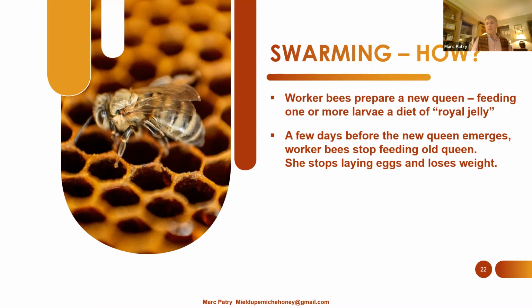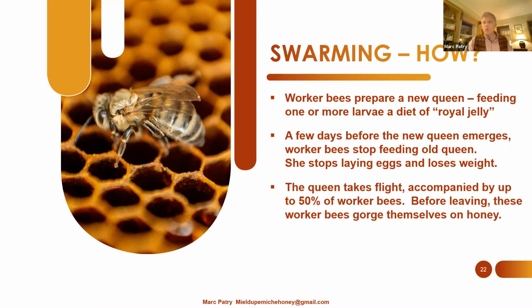So she's going to stop laying eggs, and she'll lose weight because the old queen, when she's laying eggs, is quite heavy and she won't fly so well. So they need her to be fit for flying. So when all the conditions align, the queen will take flight, and she'll be accompanied by maybe half of your worker bees. And before leaving, these worker bees, it's like their backpack full of sandwiches, right? They're just going to fill up with honey. And the weight of a bee can double. A bee can double its weight from the honey it gorges itself with.